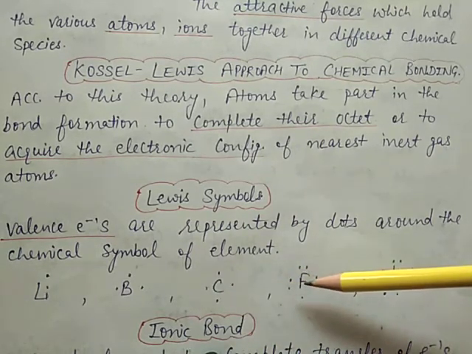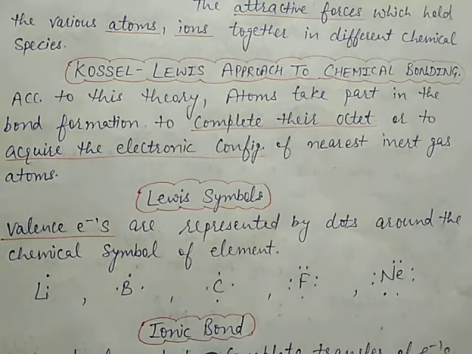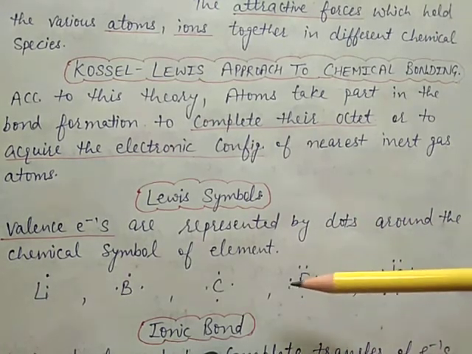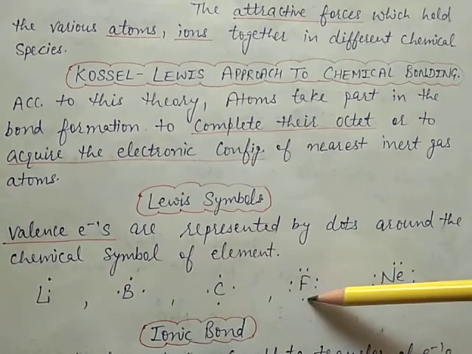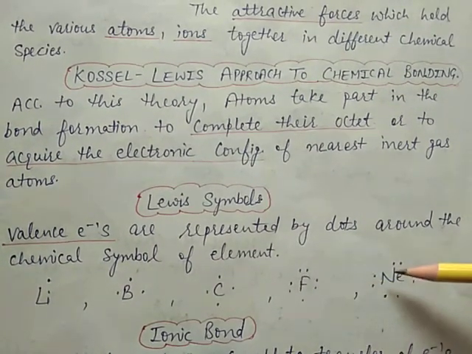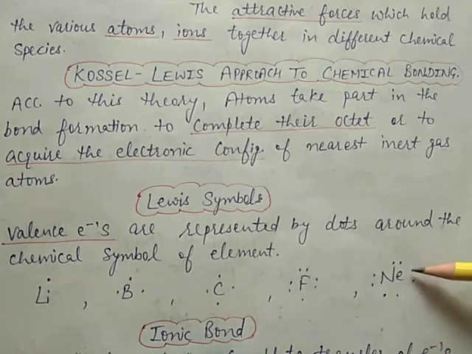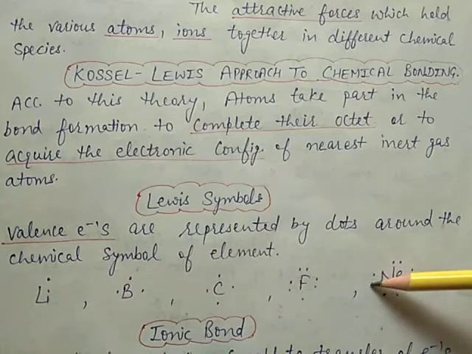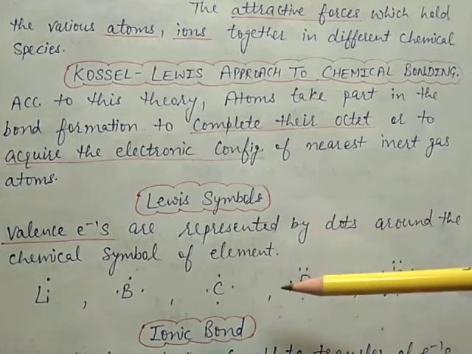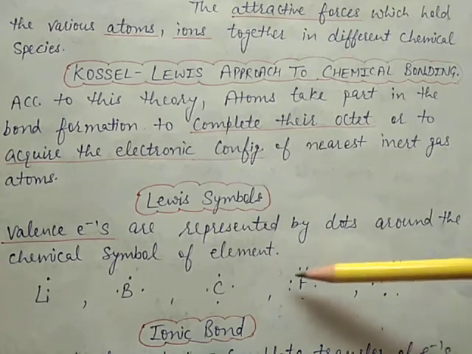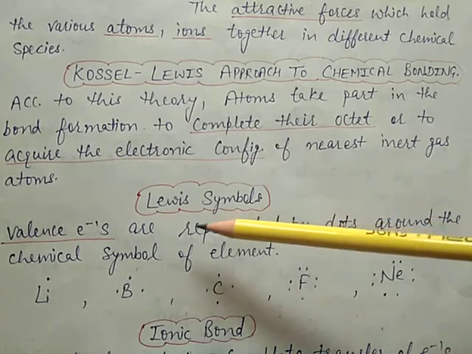Fluorine having 7 valence electrons, 1, 2, 3, 4, 5, 6, 7. Neon having 8 electrons in the outermost shell, 1, 2, 3, 4, 5, 6, 7, 8. So all these symbols of the elements are represented by dots. Dot means valence electron.